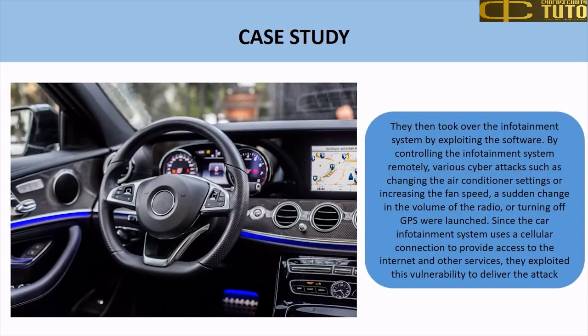By controlling the infotainment system remotely, various cyberattacks such as changing the air conditioner settings or increasing the fan speed, a sudden change in the volume of the radio, or turning off GPS were launched. Since the car infotainment system uses a cellular connection to provide access to the internet and other services, they exploited this vulnerability to deliver the attack.